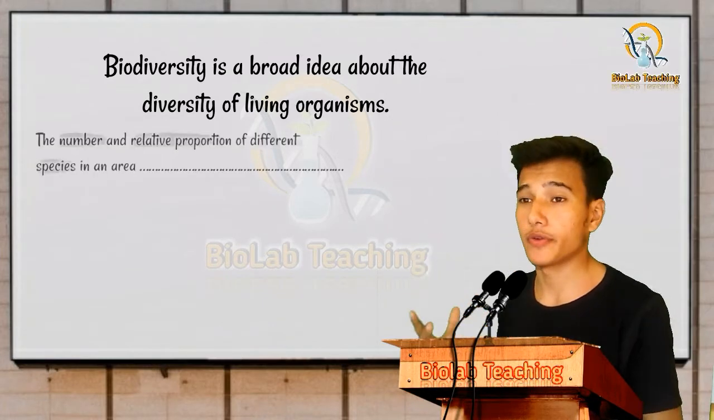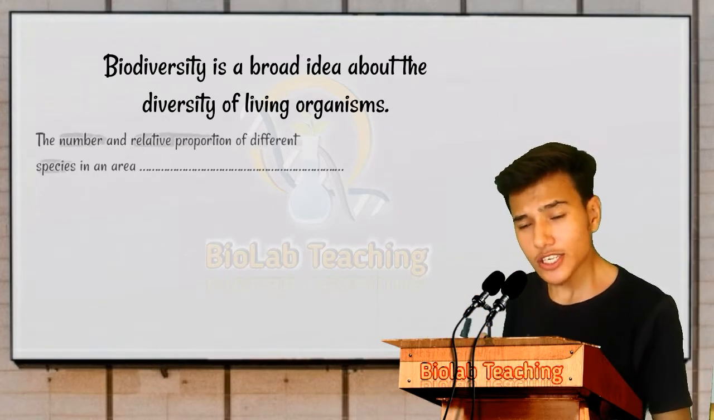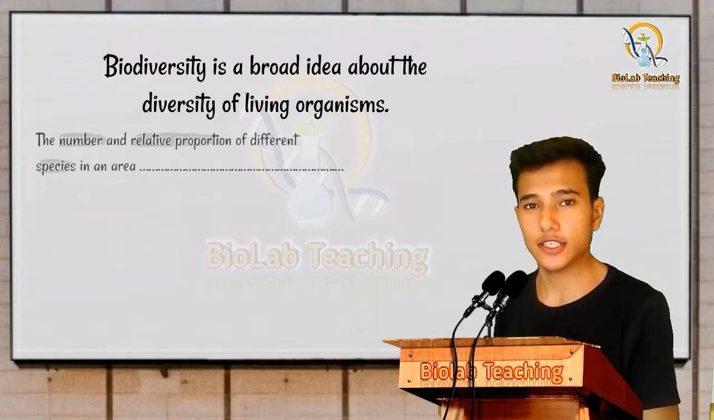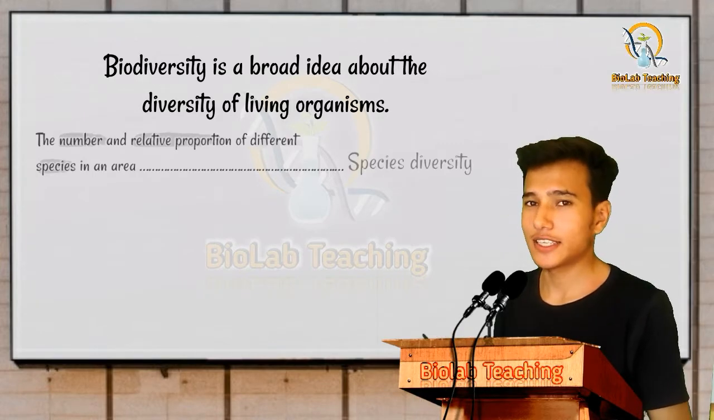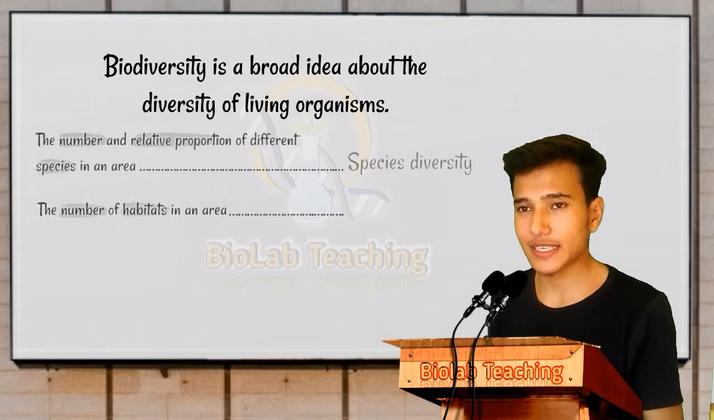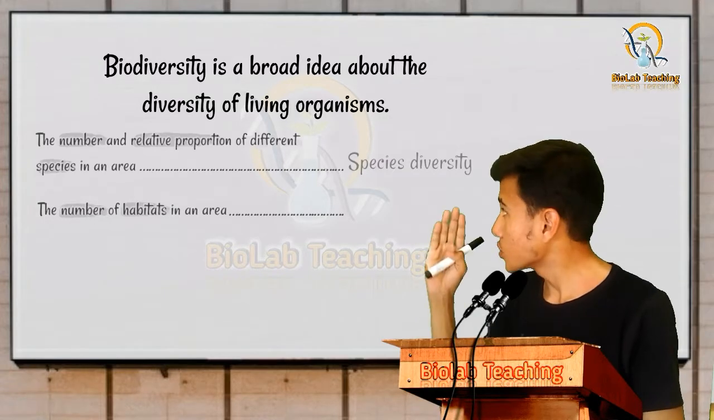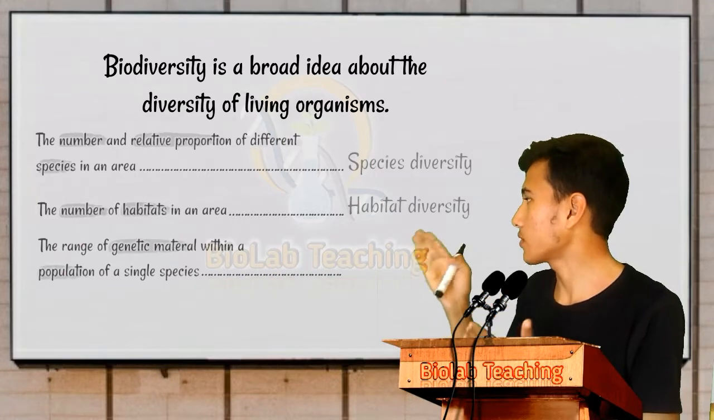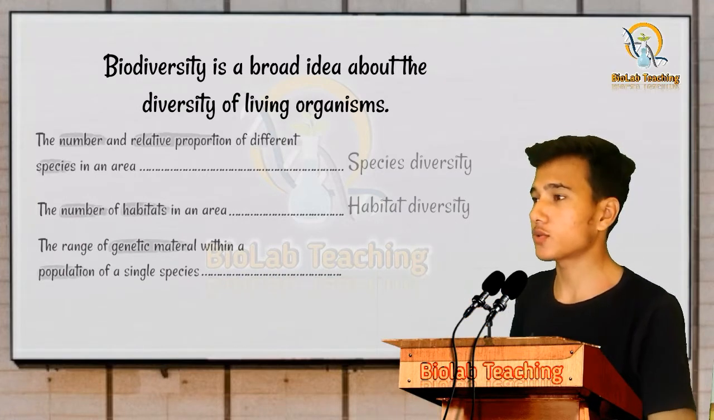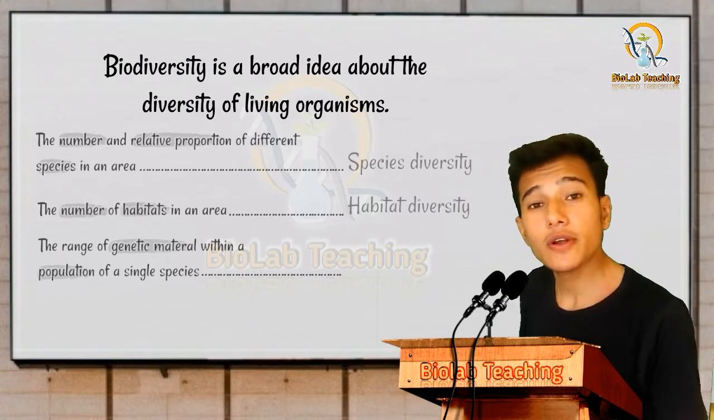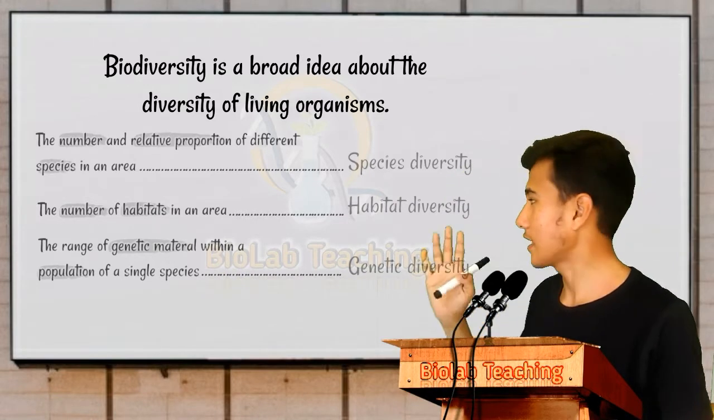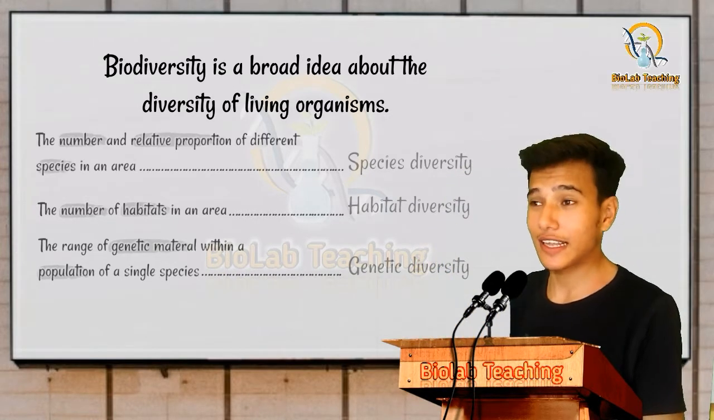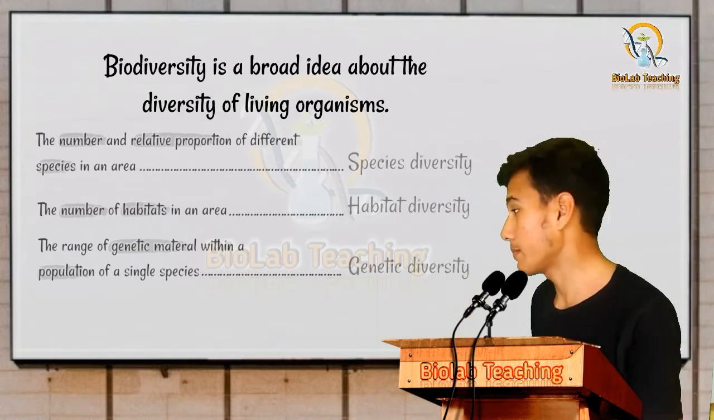The first one is the number and relative proportion of different species in an area, and that's what we call species diversity. The second one is the number of habitats in an area, simply called habitat diversity. And the third one is the range of genetic material within a population of a single species. And that one we call genetic diversity. So what I want to do is explain what each of these three concepts are.